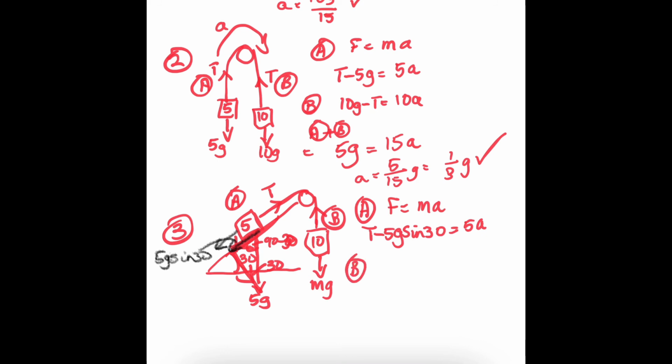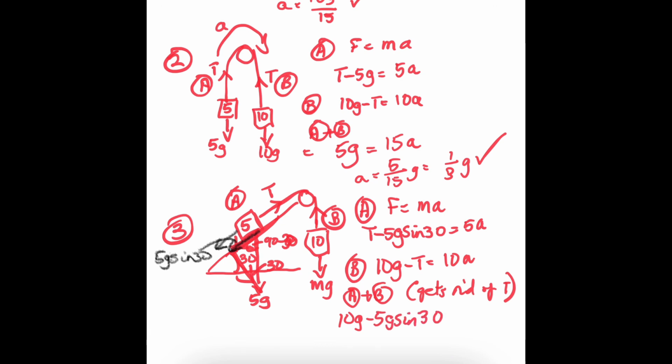Okay, b, the force on this is 10g acting down, and there's a tension force acting up. Because it's moving downwards, the net force is 10g minus T, and that equals 10a, 10 being the mass for that part of the system. Now we can add a and b together to get rid of T, and then you can work out acceleration. That will give you 10g minus 5g sine 30 equals 15a.